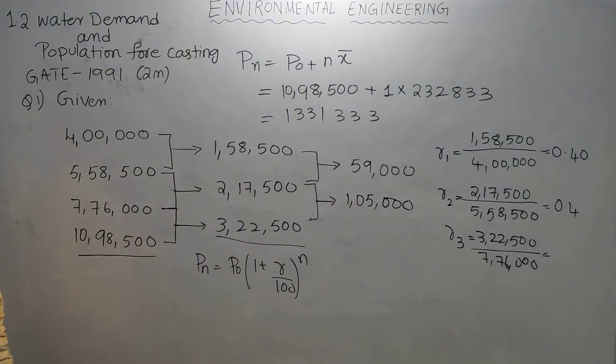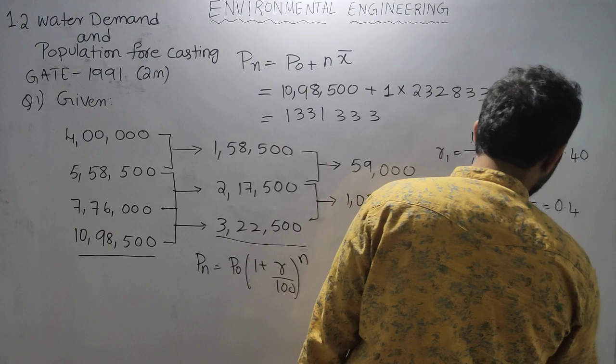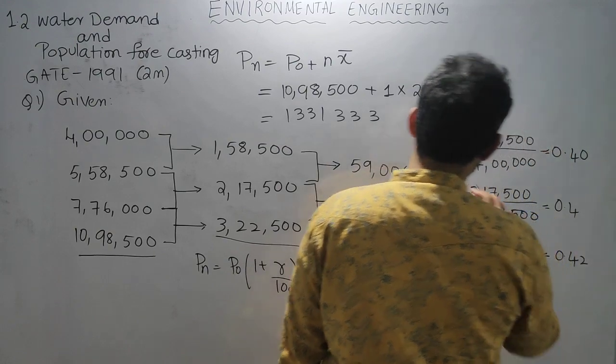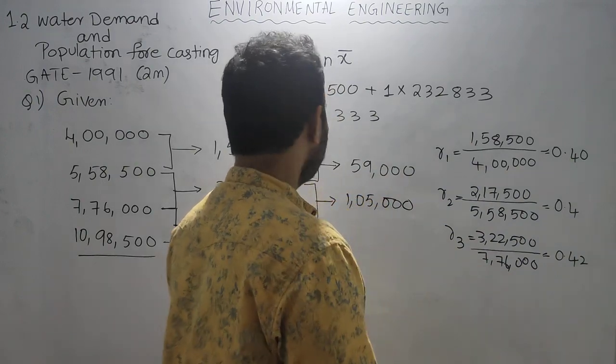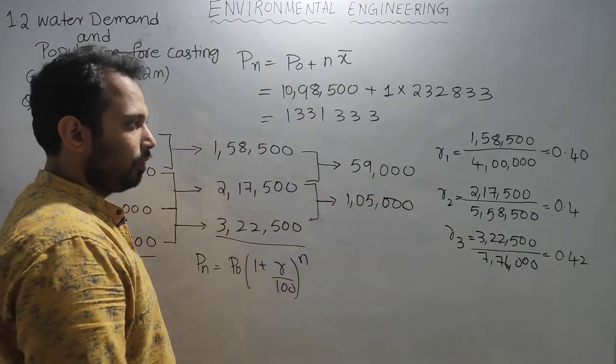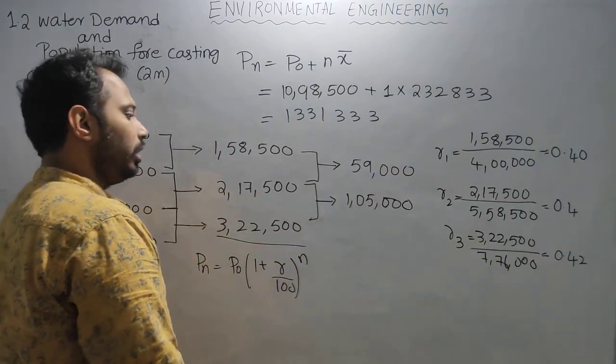It is also 0.4. So 322,500 divided by 776,000. It is also almost 0.415, 0.41 or 0.42. So if you look at this, R1, R2, R3 is approximately coming constant, which means it is better to use the geometrical increase method for this, because the rate of growth R1 is coming constant, right?